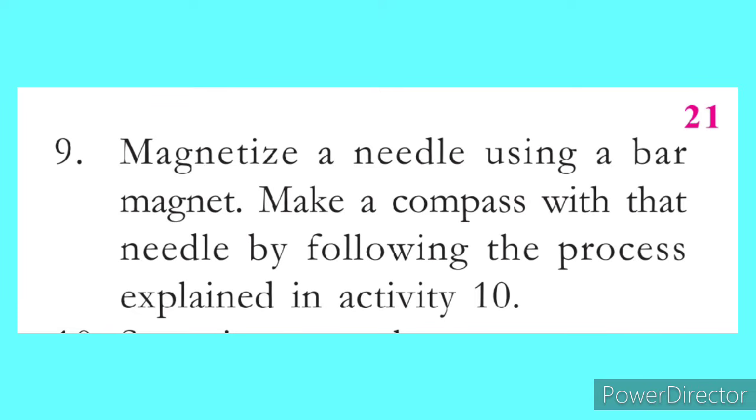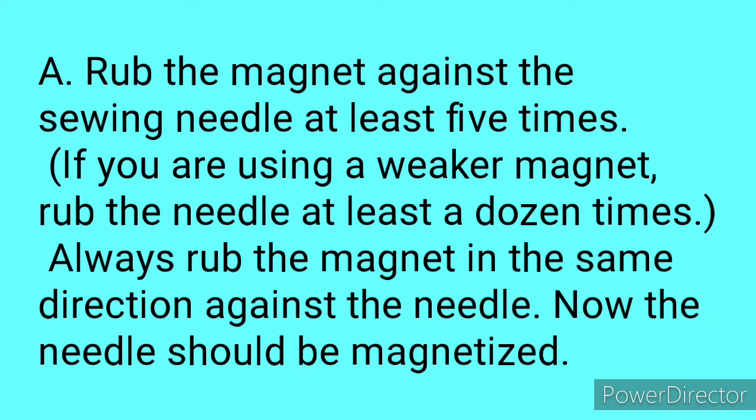Next one, magnetize a needle using a bar magnet. Make a compass with that needle by following the process explained in activity 10. Answer. Rub the magnet against the sewing needle at least 5 times. If you are using a weaker magnet, rub the needle at least a dozen times. Always rub the magnet in the same direction against the needle. Now the needle should be magnetized.